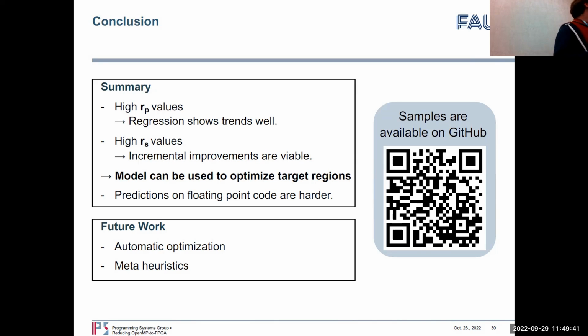So what do we hope to do from this? Well, until now, you can only use our model to manually optimize your code. But you could also use it to automatically optimize it, because the high Spearman correlation means that small incremental changes are viable. So a compiler could automatically employ a metaheuristic or something like that to optimize your code. This is where we want to get eventually: that the OpenMP developer doesn't have to think about HLS and what these pragmas are at all, and can just write normal OpenMP code and offload it to an FPGA.